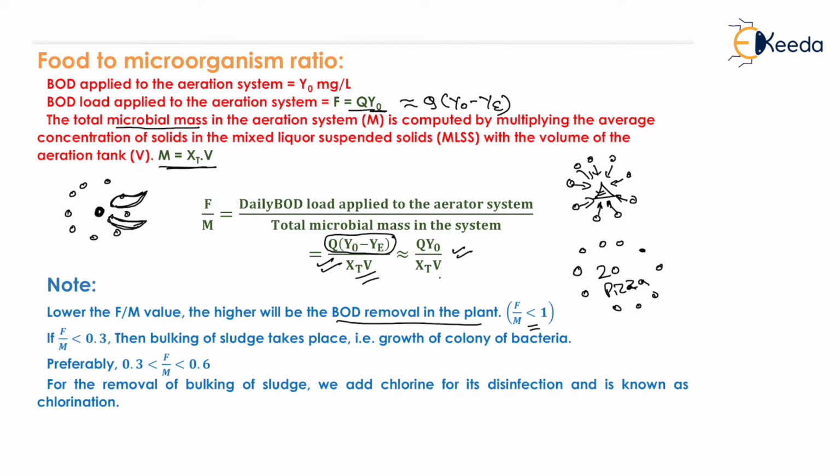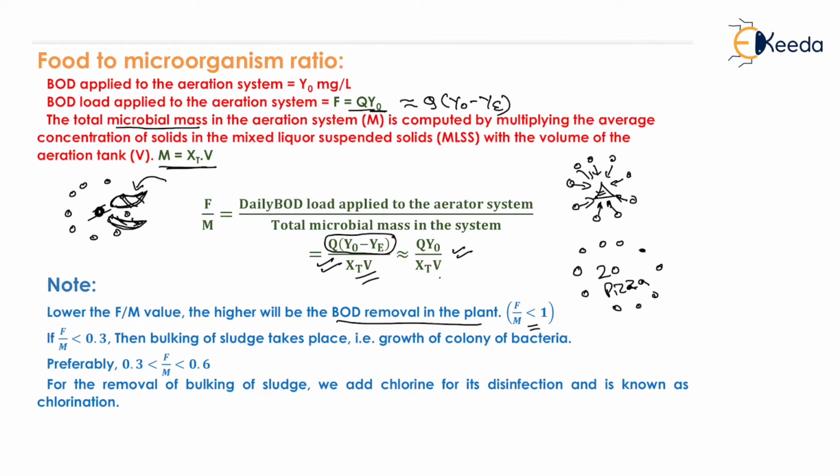Now if this case happens in our activated sludge process, then what will happen? Our activated sludge will not form because the decomposition of organic matter is not there. So for the removal of this type of problem, we generally add chlorine in the water. Chlorine does the disinfection of that water. It will kill all the microorganisms as well as remove all the organic matter. Now all the microorganisms and organic matter are removed from the system. Now again we add the water and the process will be started again.